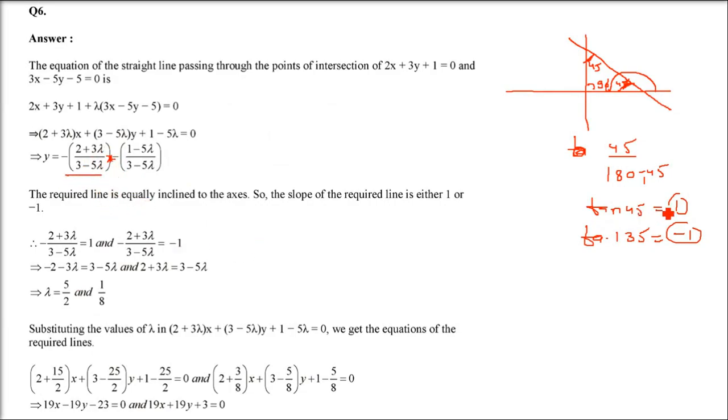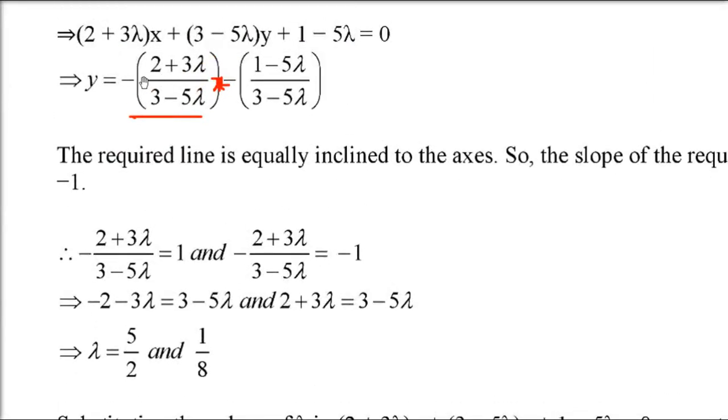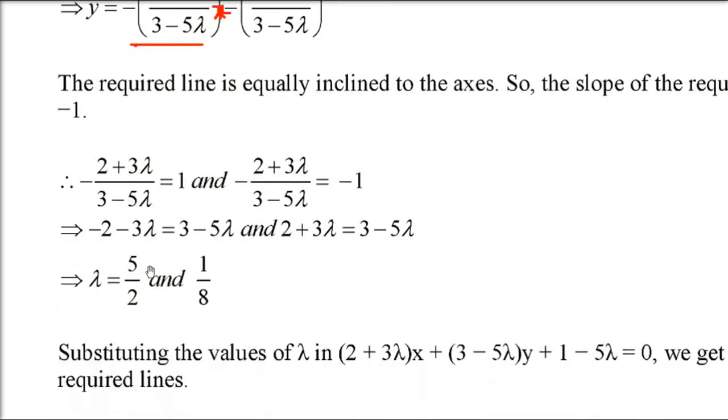So m is minus 1 and 1. And for that you will get two values of lambda. Minus 2 plus 3 lambda by 3 minus 5 lambda: one time you put it as 1, and the other time minus 2 plus 3 lambda by 3 minus 5 lambda is minus 1. So one time if you put 1, you will get lambda as 5 by 2, and next time you will get lambda as 1 by 8.